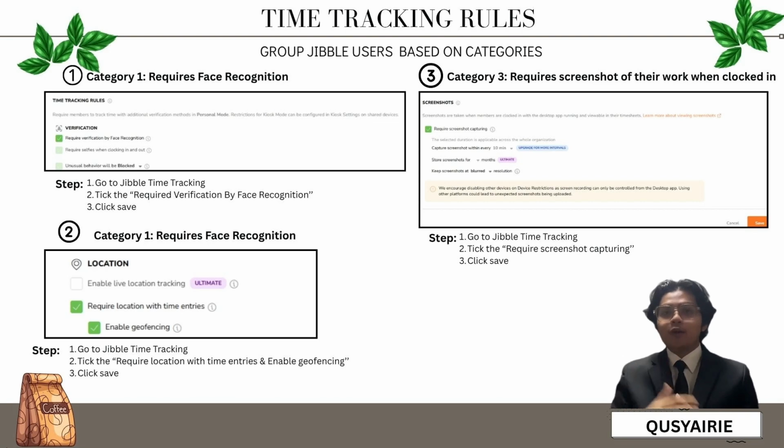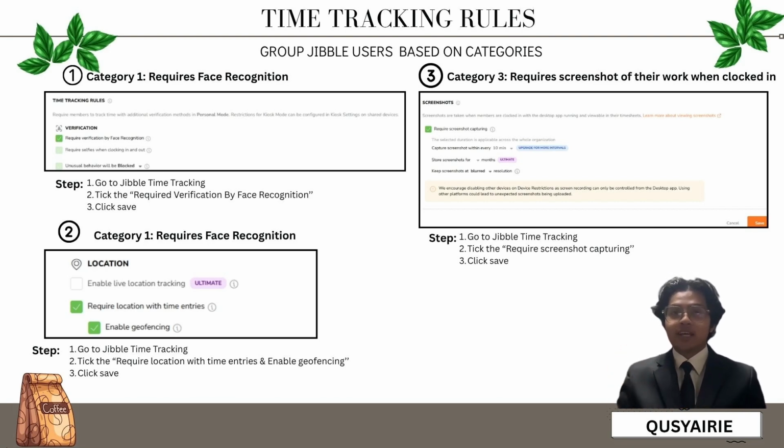Now let's move on to the time tracking rules. First, I will explain how to activate required face recognition. First, go to Gmail time tracking. Next, tick the required verification by face recognition. And lastly, click save.